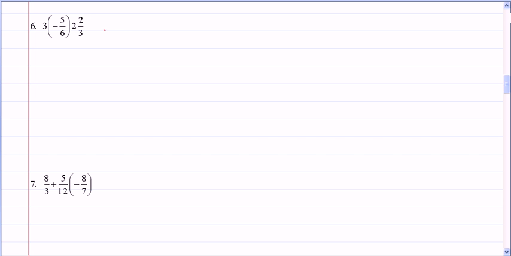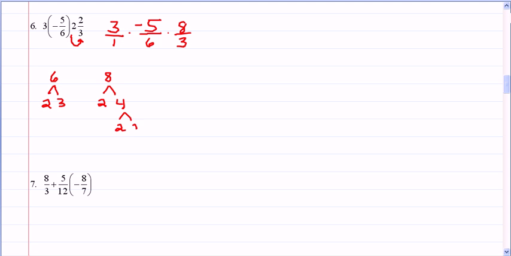For number 6, we have 3 times negative 5/6 times 2 and 2/3. So the first thing I'm going to rewrite is 3 over 1 times negative 5 over 6, and then times 2 and 2/3. I take 2 times 3 is 6, plus the 2 in the numerator is 8/3. And I'm going to start with 6 is not prime. 6's prime factorization is 2 times 3. And then 8 is not prime, so I write 8 as 2 times 4, and then 2 times 2.